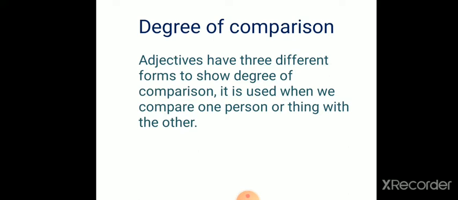In our daily life we use some words to describe or to compare two things or two people. For that purpose we use some adjectives. So today we are going to study those adjectives and how we will use them in our daily life. Okay, so let's start.